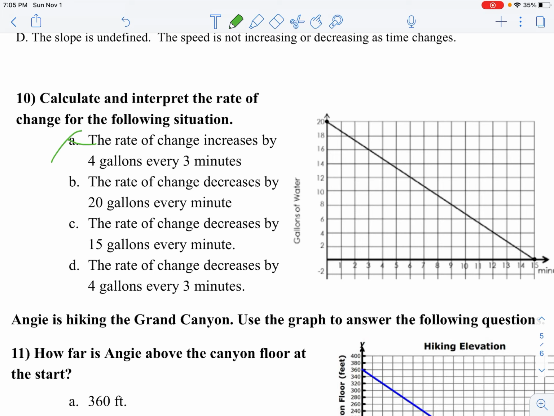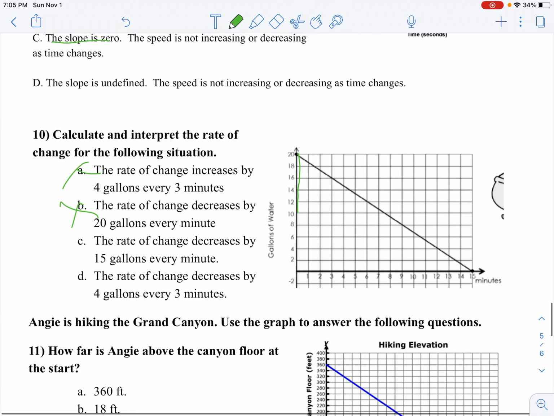The rate of change decreases by 20 gallons every minute. Well, 20 gallons every minute would go down 20 over 1, and my slope would look like that. And it definitely does not look like that. Okay, so then the third one says the rate of change decreases by 15 gallons every minute. 15 gallons every minute would be down. 15 would put us at 5. Every minute would put us right here.